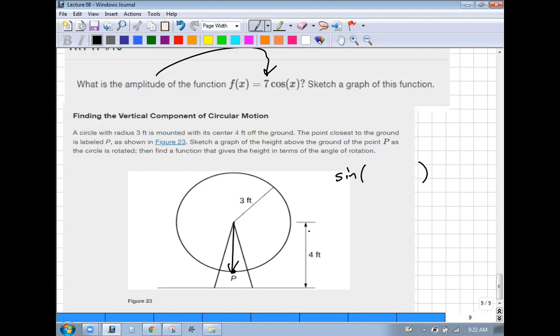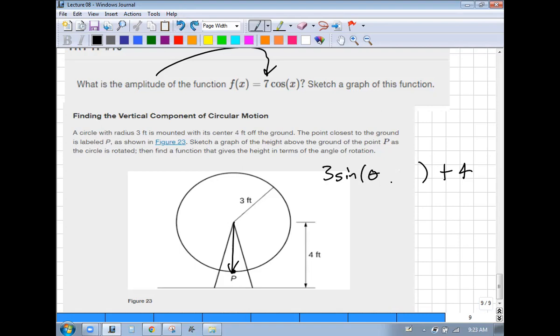Now, the fact that we've moved everything up 4 tells us I'm going to have to add 4 out here, because the height should have a plus 4. And the amplitude is going to have a 3 there, so the y values need to be magnified by 3. The period is going to be 2 pi, since it goes around the circle, so I don't want to multiply anything here.